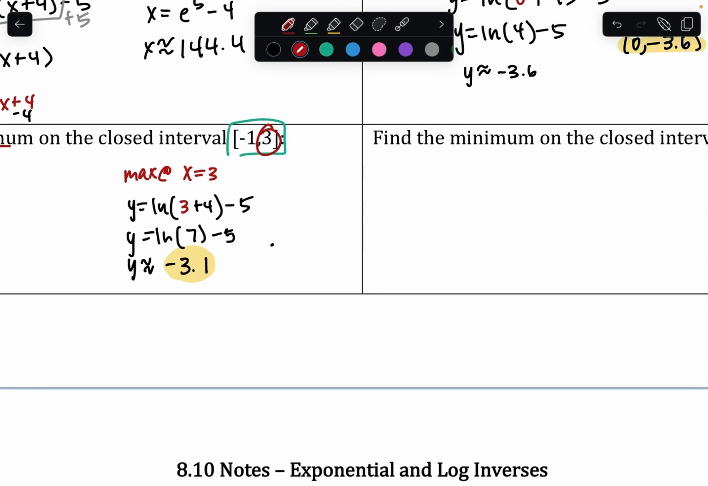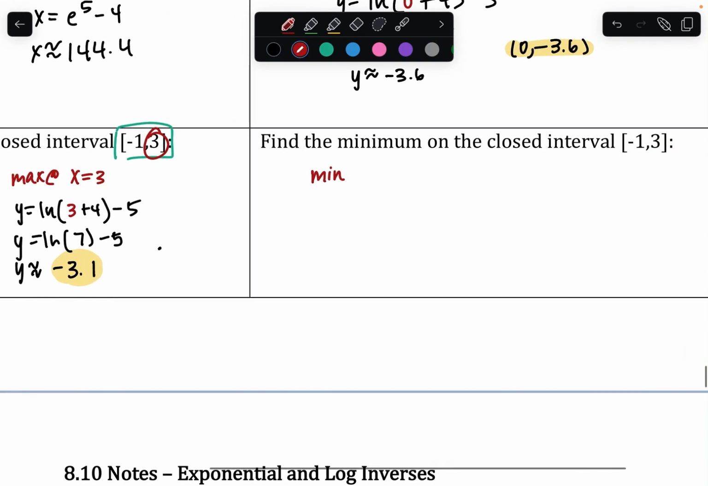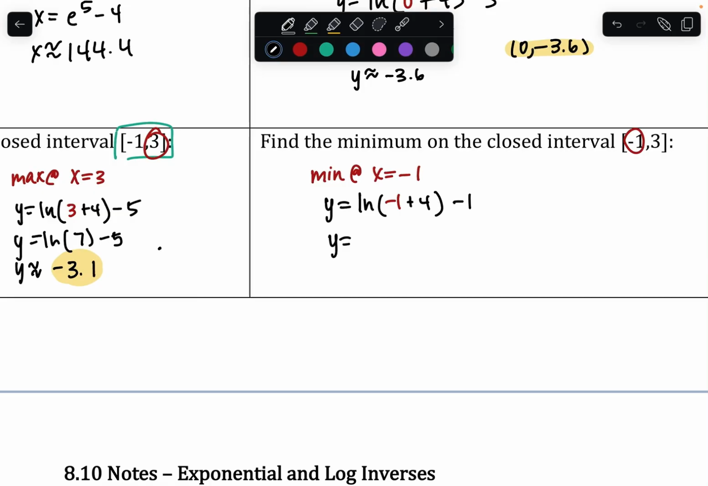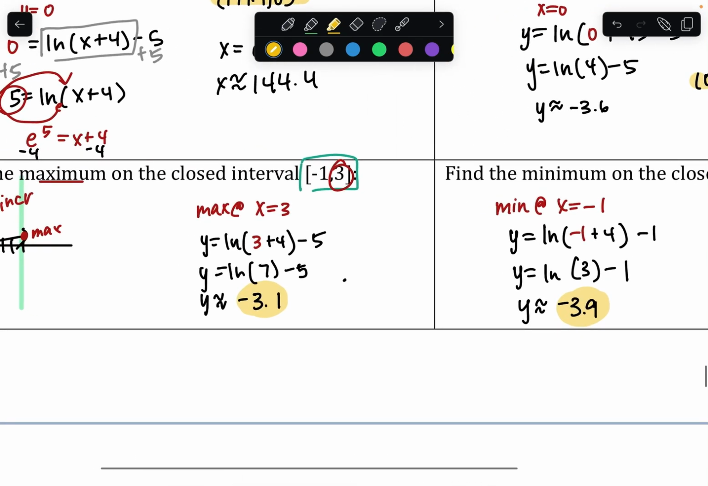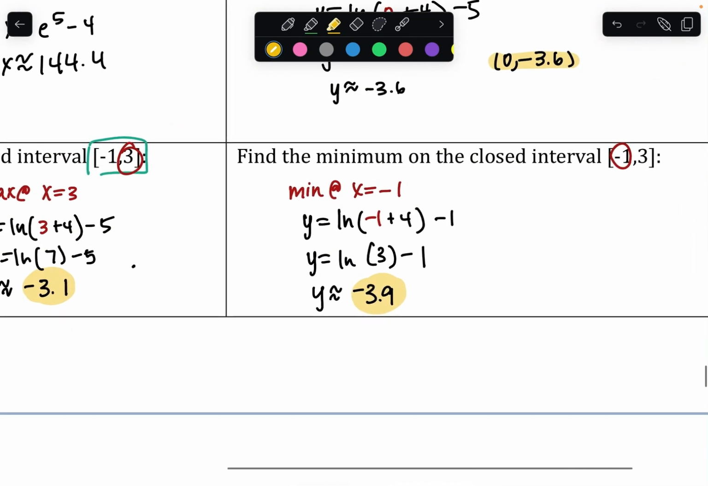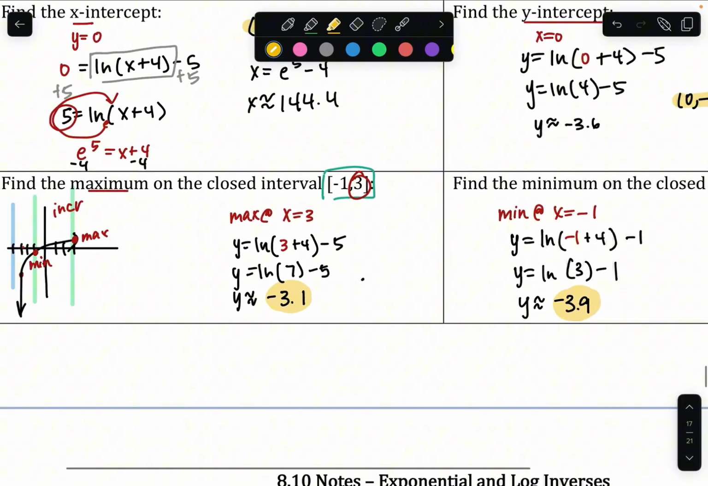Okay, and then our minimum is going to occur at negative 1. And so the y value would be natural log of negative 1 plus 4 minus 5. And so that is natural log of 3 minus 5. And if you type that in your calculator, you get negative 3.9 after you round it. Okay, and so notice my maximum, negative 3.1, is bigger than negative 3.9. It's less negative, so it is bigger.